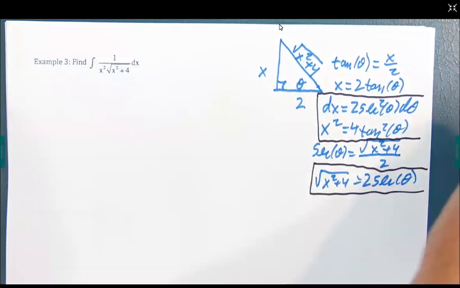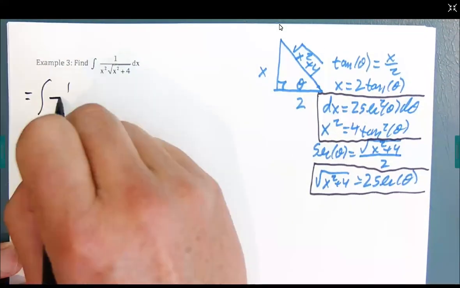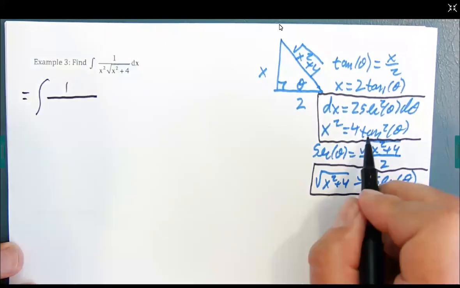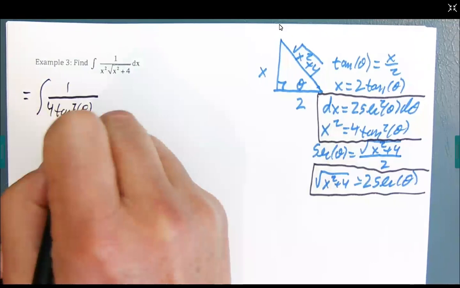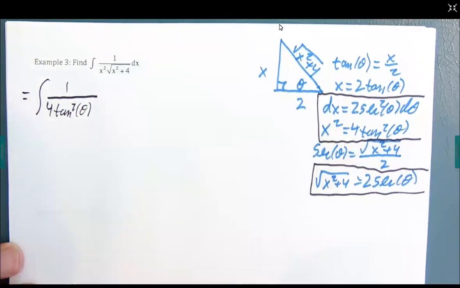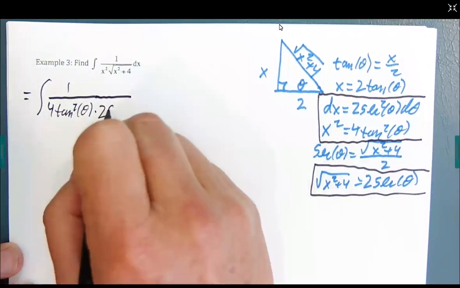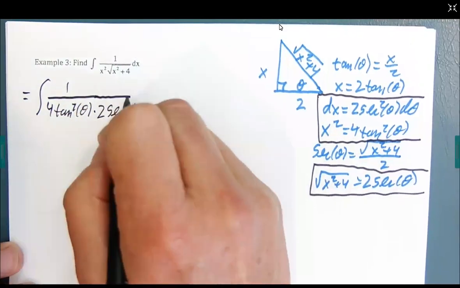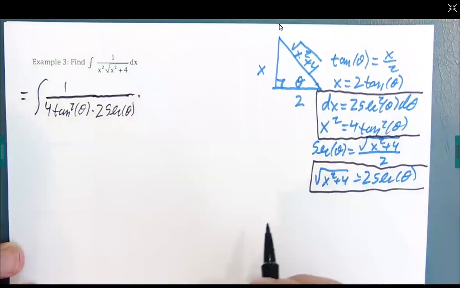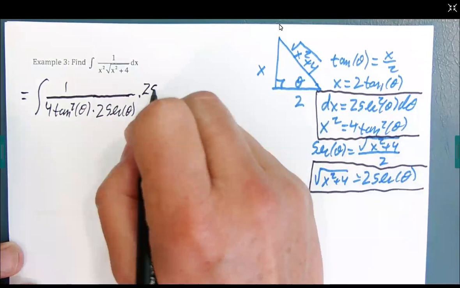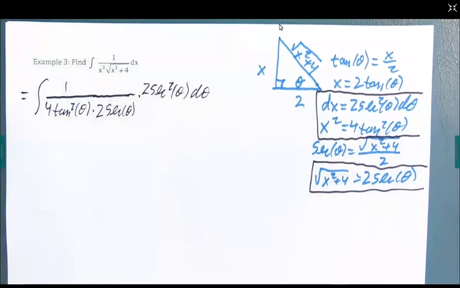So the integral of 1 over x squared, which is here, 4 tangent squared. Also, the radical is down there, so that's going to be times 2 secant theta. Times my dx. Again, it's easy to forget that dx. It's right there, 2 secant squared d theta. So there we are.